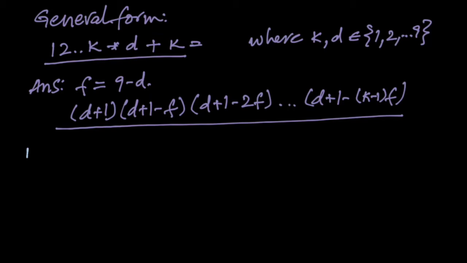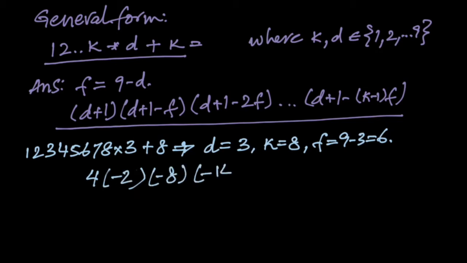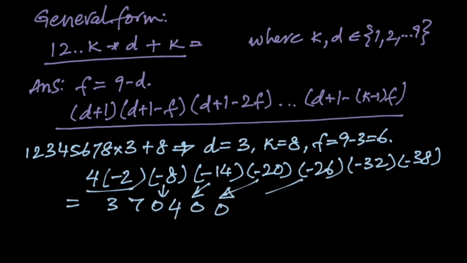For example, 1, 2, 3, 4, 5, 6, 7, 8 times 3 plus 8. So here the digit is 3 and diff is 9 minus 3, 6. So we are going to subtract 6 at each step and we will start from 3 plus 1, 4. So 4, then 4 minus 6 minus 2, then minus 8, minus 14, minus 20, minus 26, minus 32 and minus 38. So here 4 minus 2 is 40 minus 2, 38. Then 38 minus 8 is 380 minus 8 which is 372 and so on.